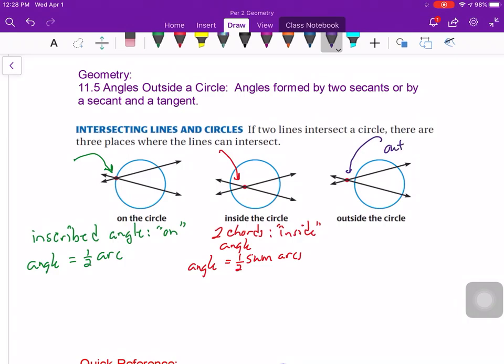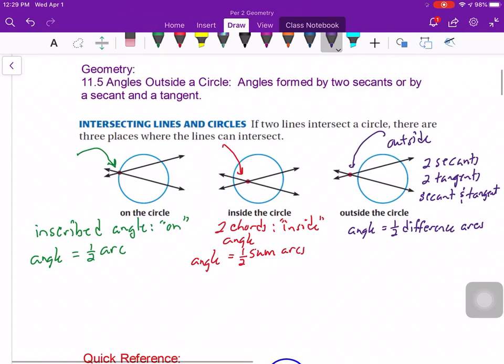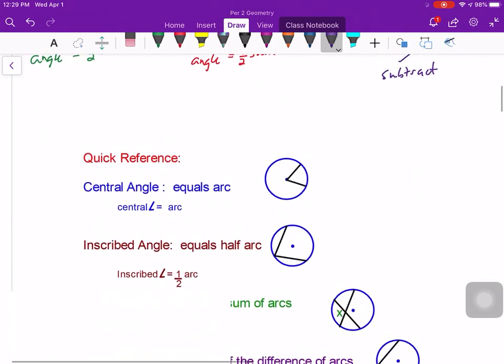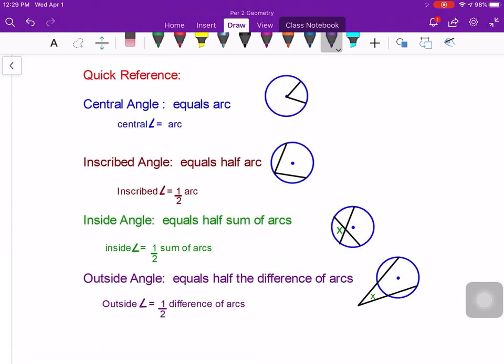The only other possibility is that the angle associated with the circle is on the outside. The outside angles are formed by either two secants, as we see here, both of these are secants, or two tangents, we'll have a few of those, or a secant and a tangent. In any of those situations, we're going to get an angle that's on the outside. And when you have an angle on the outside, the angle is equal to half the difference of the arcs. Now, of course, difference means we're going to subtract this time. And we always subtract big arc minus small arc.